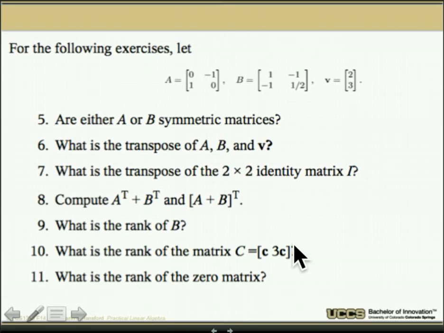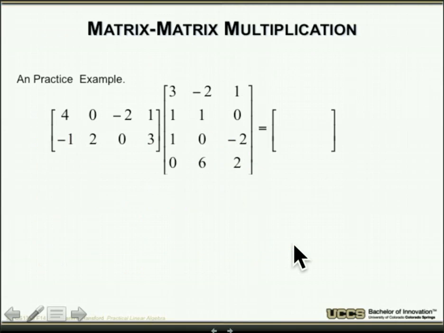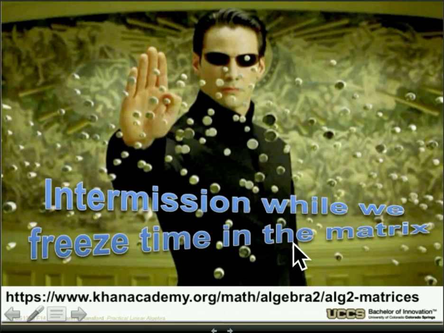All that's fair game. Last thing you may want to do, here's a matrix multiplication example. This is a practice example. It's not in the book, but I want to make sure you really have matrix multiplication down. I'll actually go over this in the next video, but before you jump ahead, go through this, work it out, make sure you know how to do all of the computations necessary to do this. And with that, we'll call this intermission.